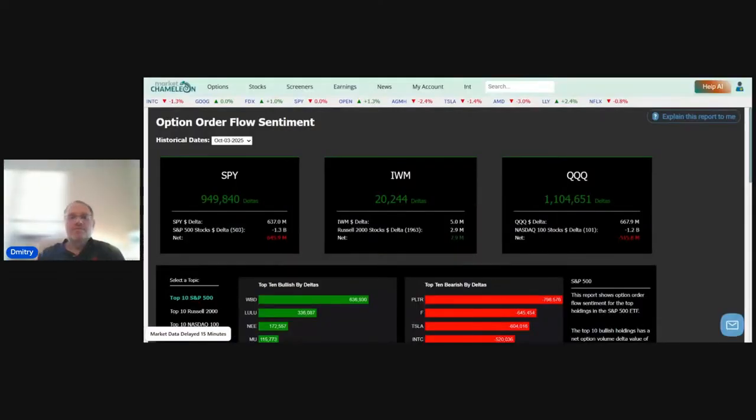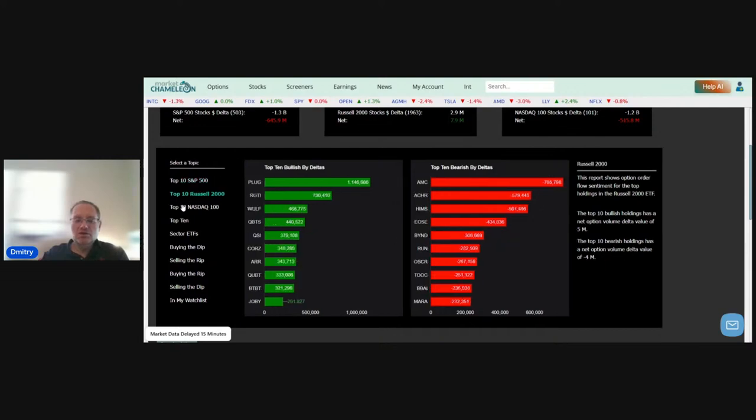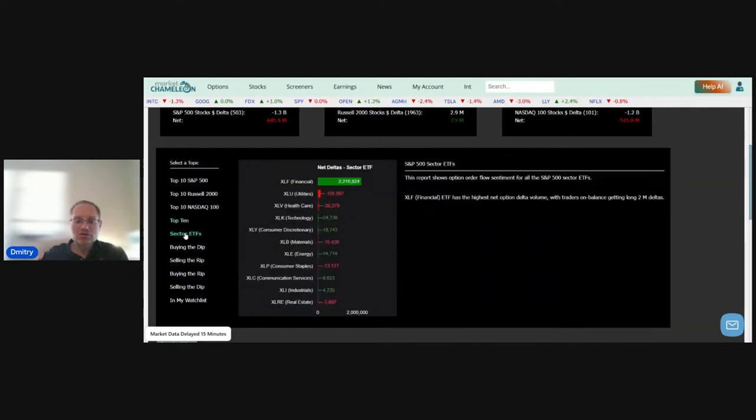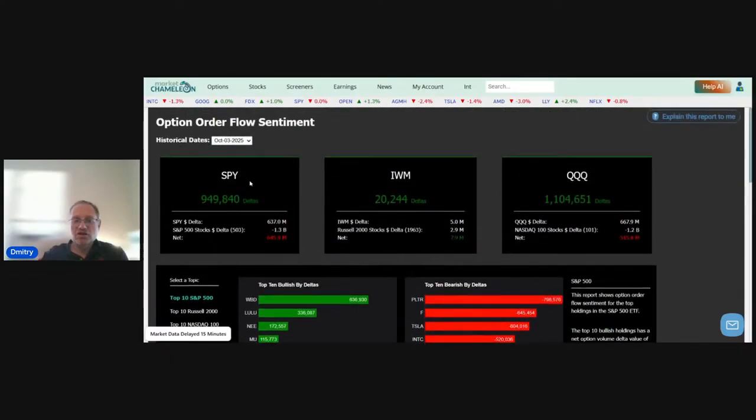And in this report, you're going to see different stock symbols up top. These are the broad-based ETFs, SPY, IWM, QQQ. And then if we scroll on the bottom, we're going to see some individual securities, and then different tabs that you could click on. Let's stay on the main page for now.